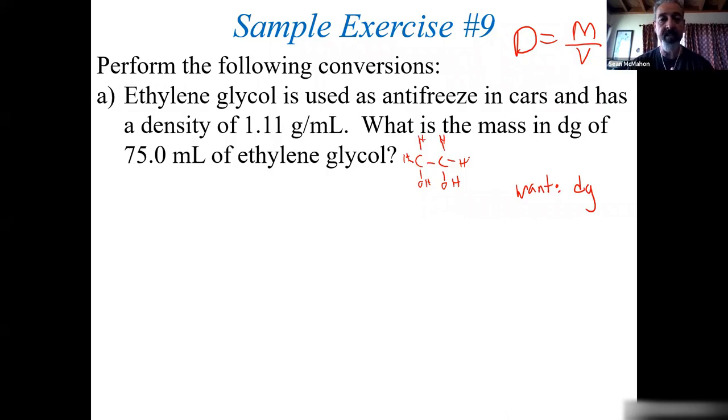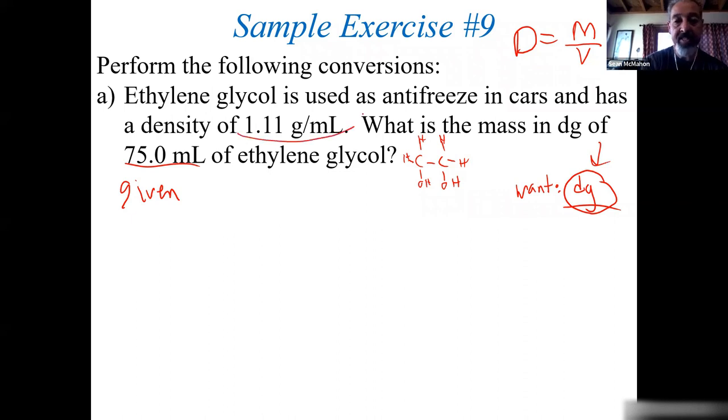But going back to this, a lot of people would say, all right, if I want decigrams, what do I start with? I have 2 numbers. I have 75 mils and I have the 1.11 grams per mil. Well, this is not a ratio. If I don't end with the ratio, I shouldn't start with the ratio. This is actually a ratio. Density is a ratio. It converts mass to volume.